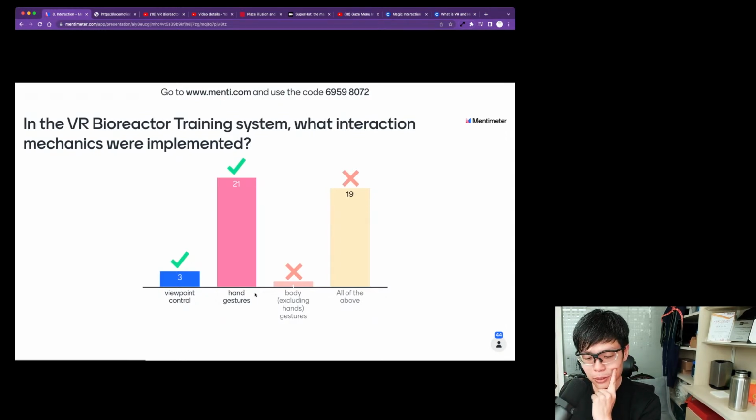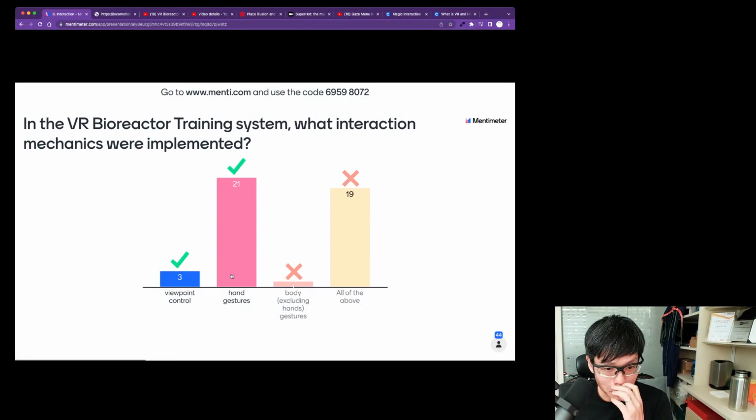One thing that I try to differentiate is the terminology. I know it's not the best word to refer to the things that we mentioned in the video, but there are basically three categories of interaction mechanics that we try to categorize. The first one being viewpoint control, the second one being hand gestures, and the third one being the rest of the body, excluding the hands.